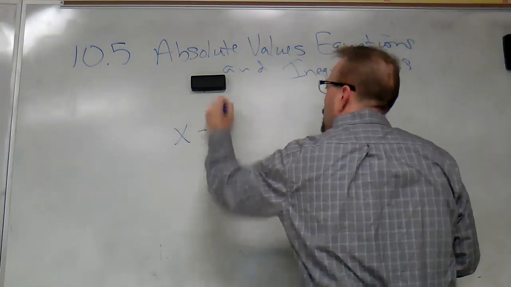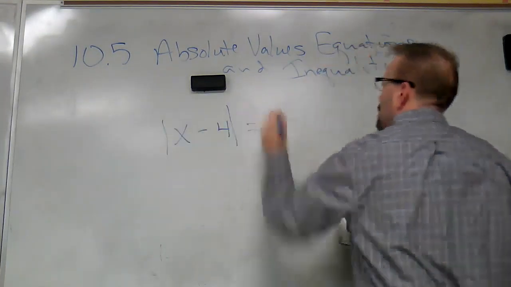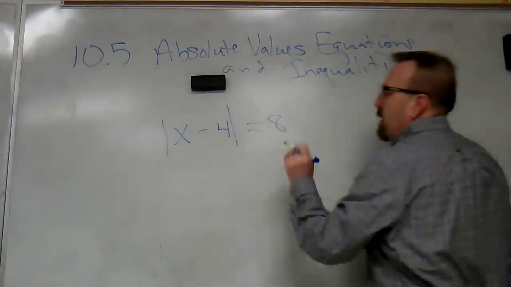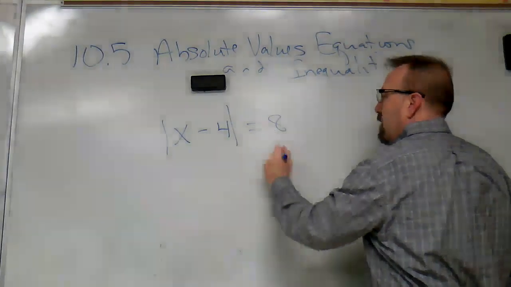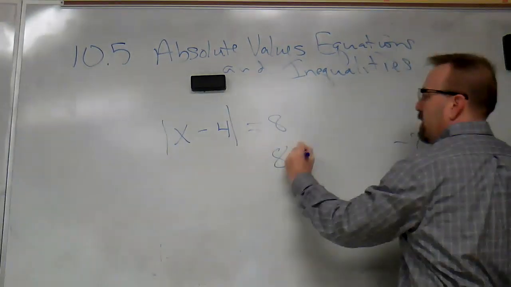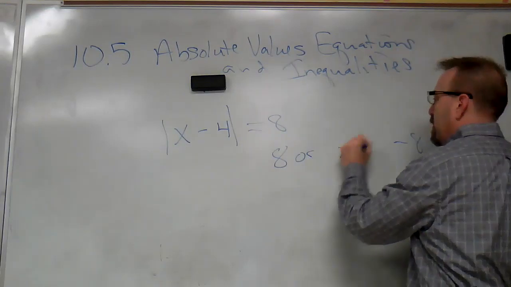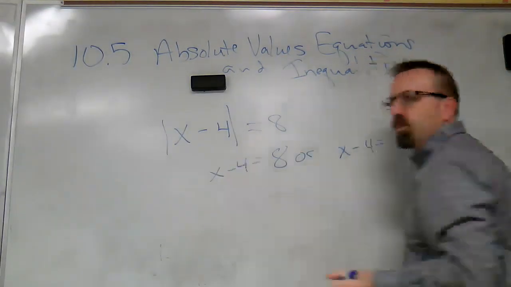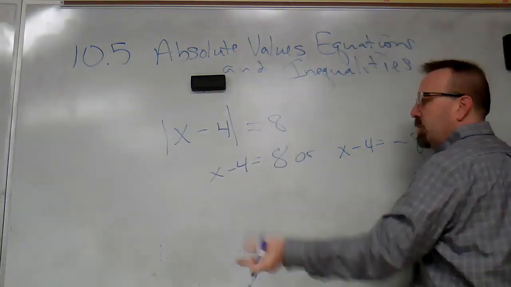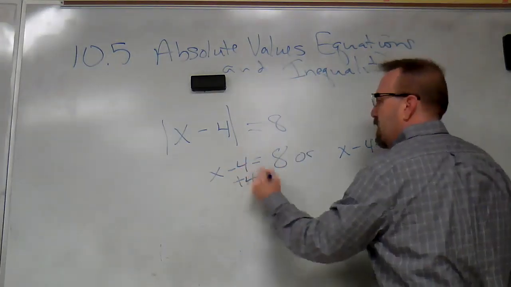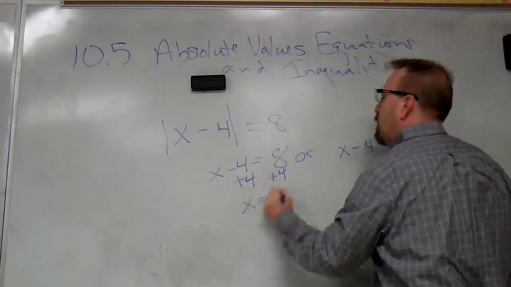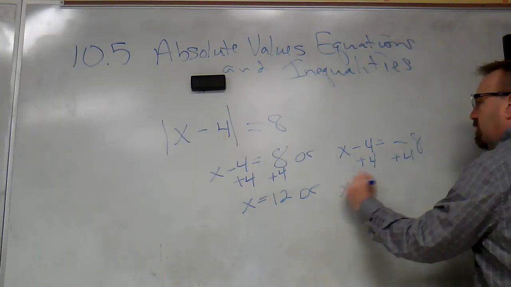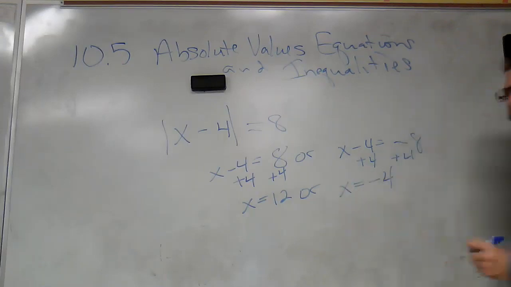Today, all of these are going to be a one-step problem. Tuesday or Monday, we'll look at adding in the second step. Okay, so numbers that are 8 units, 8 or -8. So we set up 2 separate problems. X minus 4 equals -8, or X minus 4 equals 8. So each one of these, you're going to set up 2 problems. You're going to work 2 separate problems. Add 4, so X equals 12, or add 4, X equals -4.